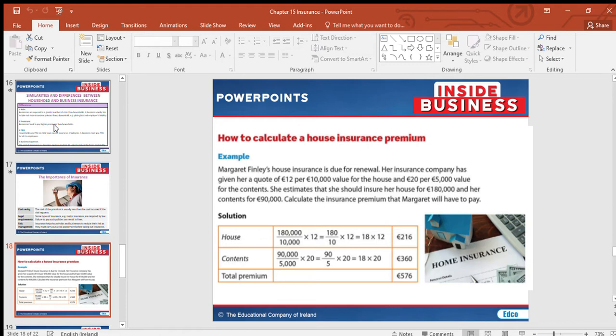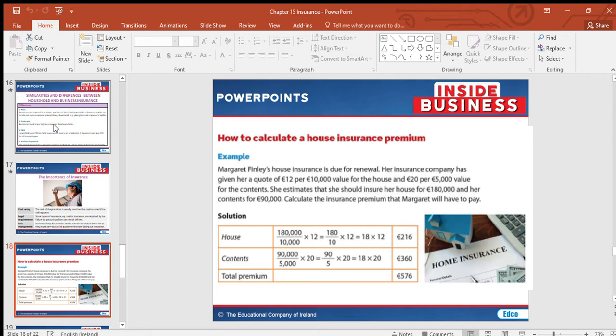So there's an example here. Margaret Finley's house insurance is due for renewal. Her house insurance is up and she's to renegotiate. Her insurance company has given her a quote of €12 per €10,000 value for the house, and €20 per €5,000 value for the contents. So she's insuring her physical house, and she's insuring the contents, the electrical items, jewellery and furniture, whatnot, in her house. She estimates that she should insure her house for 180 grand and her contents for 90,000. Calculate the insurance premium that Margaret will have to pay.